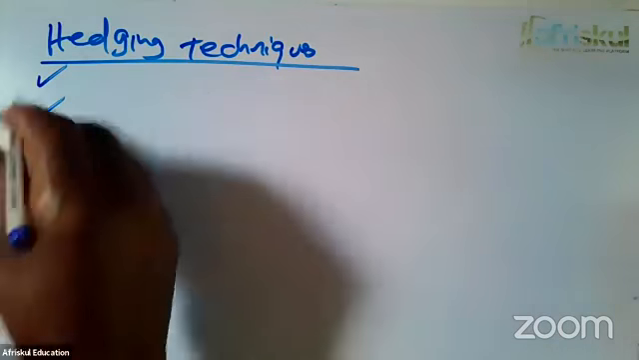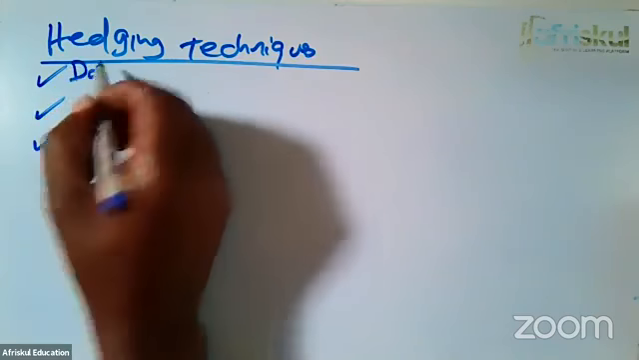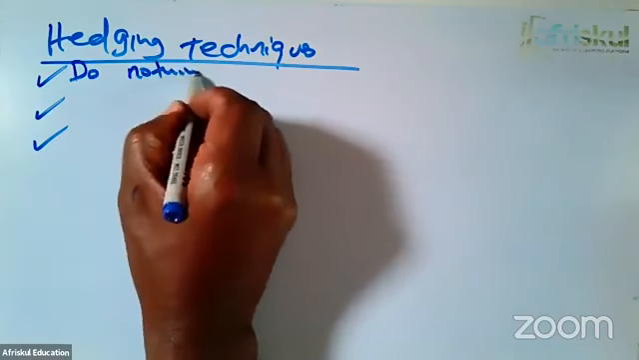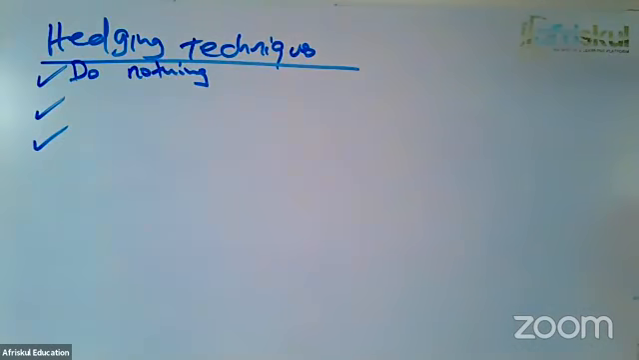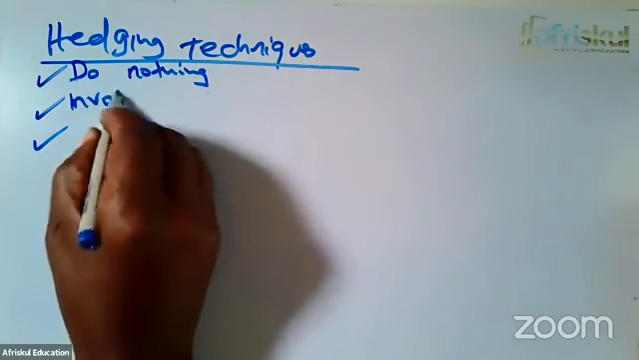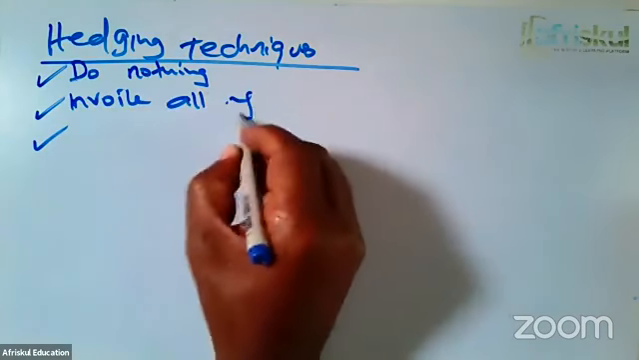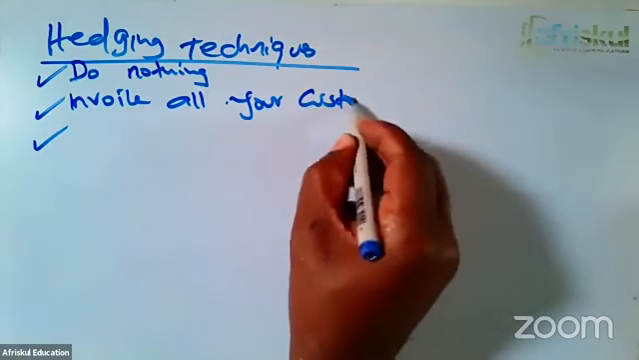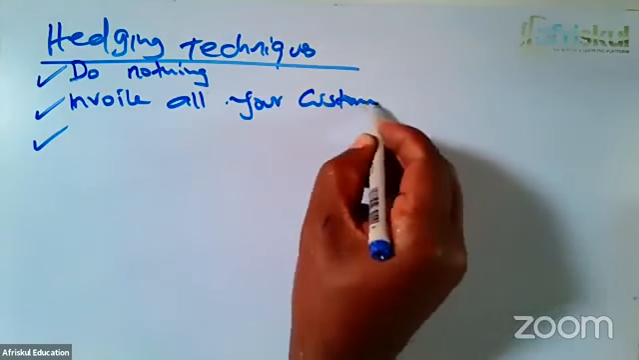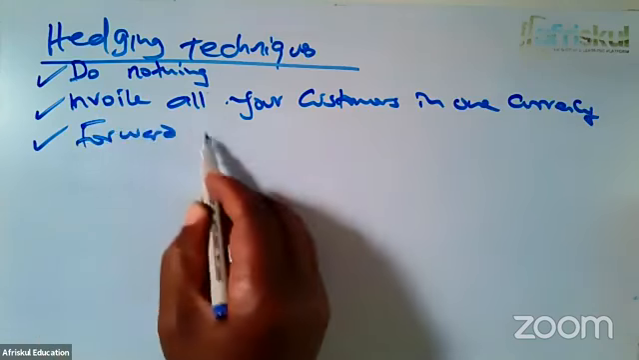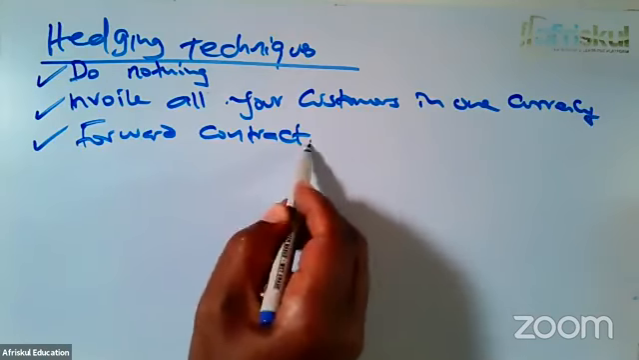Very good. So we have here hedging techniques. Number one, as we've been told, you can decide to do nothing. Number two, you can decide to invoice all your customers in one currency. And then number three, we have the forward contract.